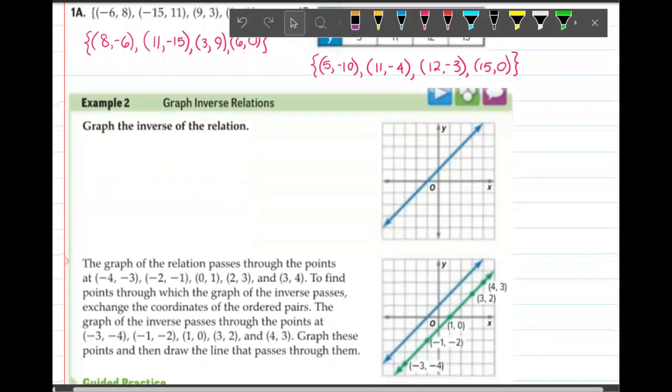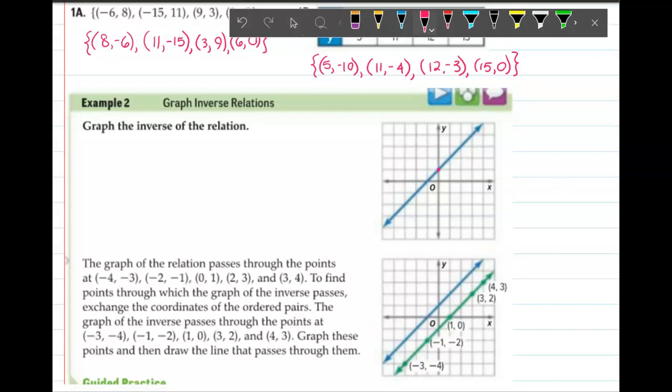But what happens when we have a graph? Well, that just means that every single point on this line, and we know how many points are on this line, it's an infinite number of points. I'm only marking the points with integer coordinates right now. But there are many, many, many points in between each of these integer coordinate points. And we're just going to do the inverse of each one.